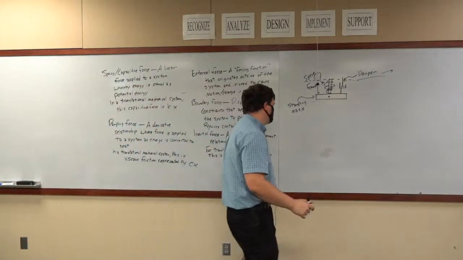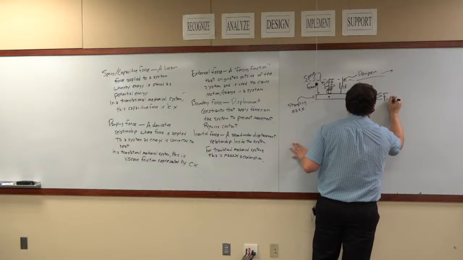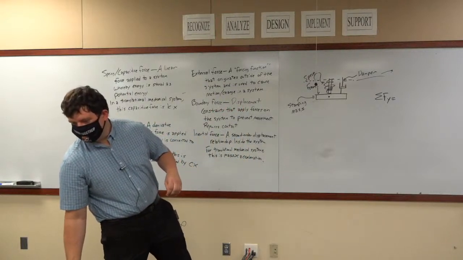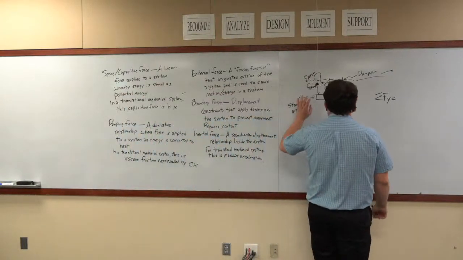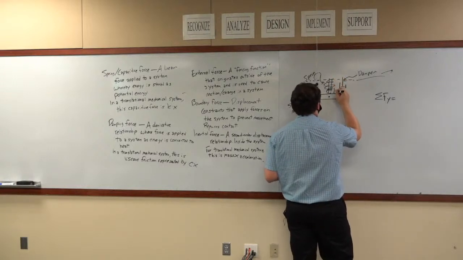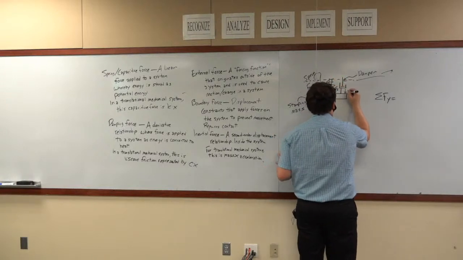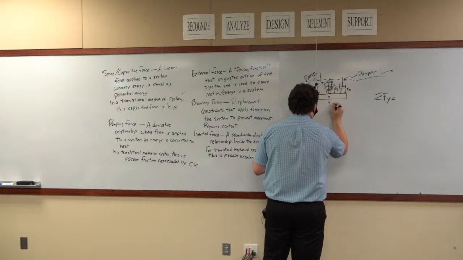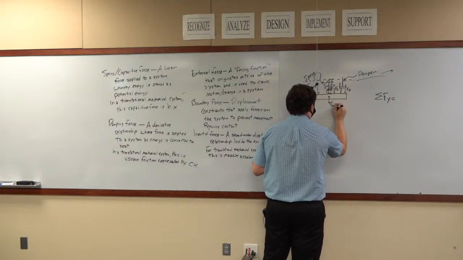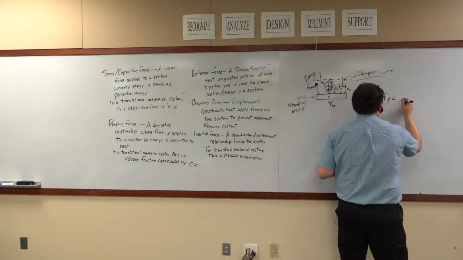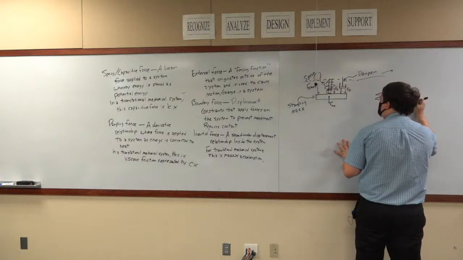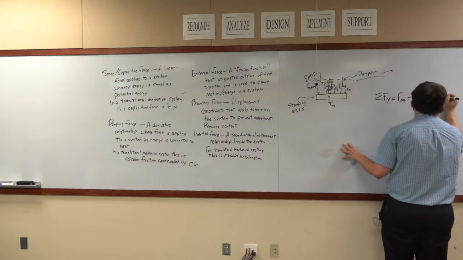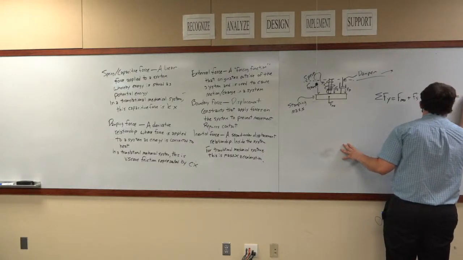Okay? If we do our sum of the forces in the y direction, what that is equal to is you got your spring force. This is Fs. You got your damper force, Fd. You have your stamping force. And then you've got your inertial force, Fma. So Fma plus Fs plus Fd plus F stamp, and that's equal to 0.